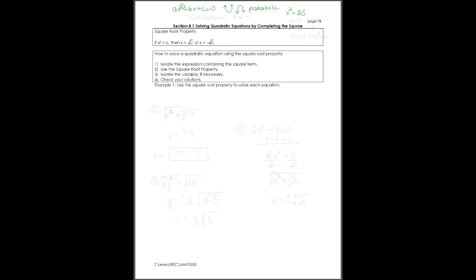My question to you is, what solution or solutions could we put in here for x that when we square it would give us 25? Well, one solution would be positive 5, because we know 5 squared is 25. The other solution, x can equal negative 5, because the quantity of negative 5 squared is 25. Okay, so we have two solutions.